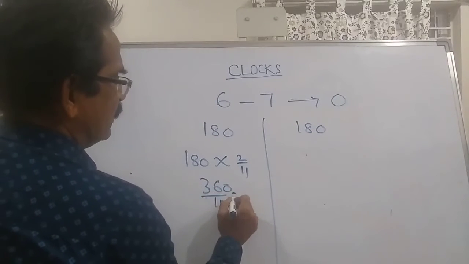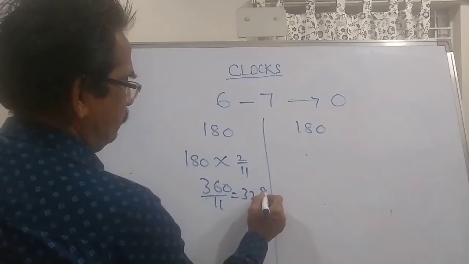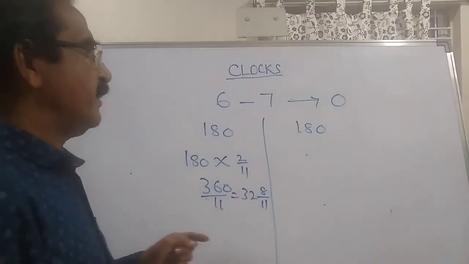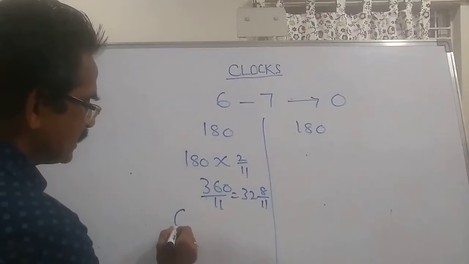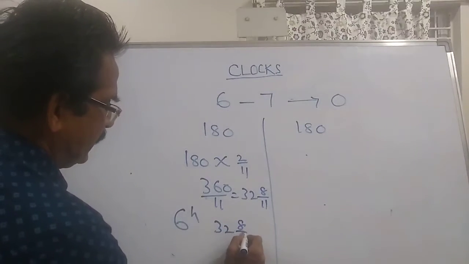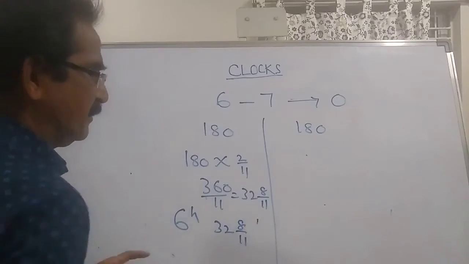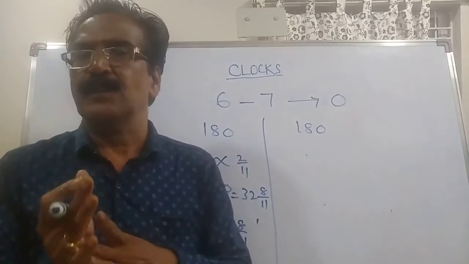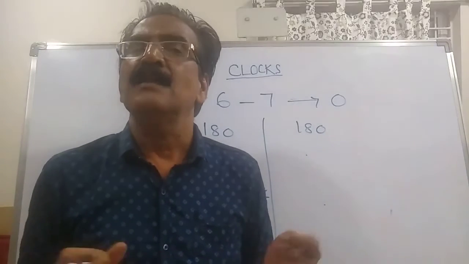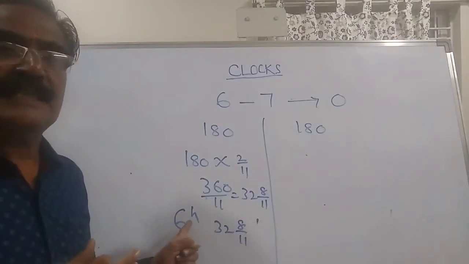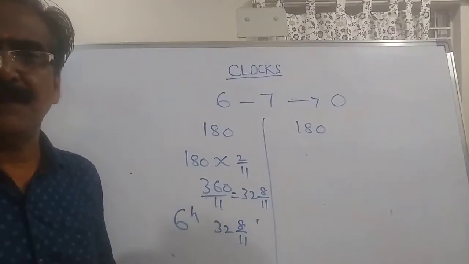360 by 11 is 32 8 by 11. 11 3s are 33, 11 2s are 22, remainder 8 by 11. That is 6 hours 32 8 by 11 minutes. Between 6 and 7, the hands are coincident at 6:32 8 by 11.